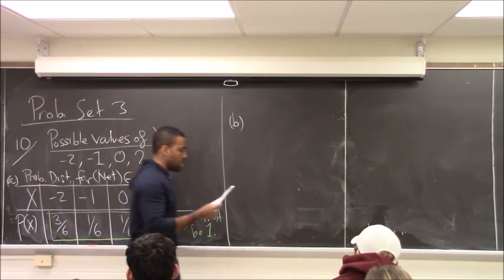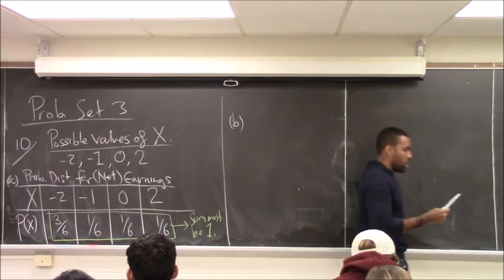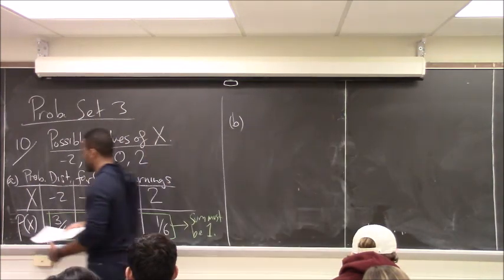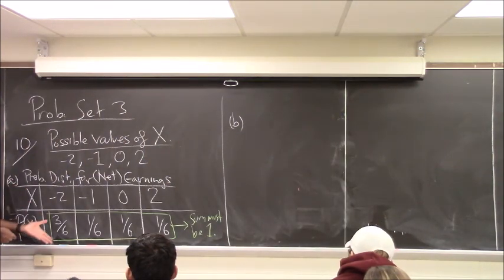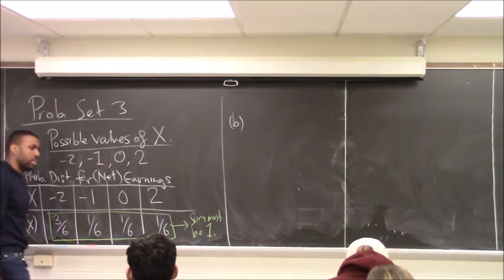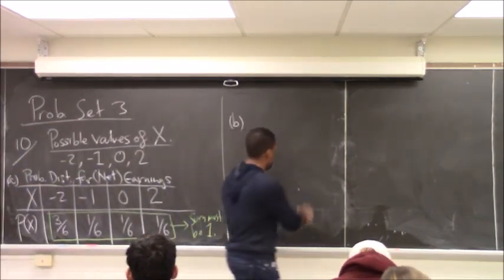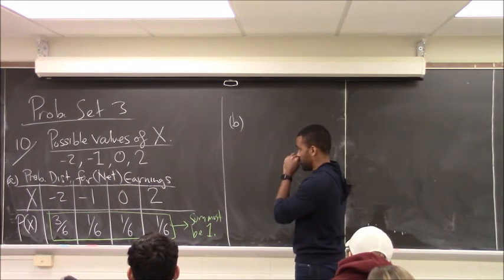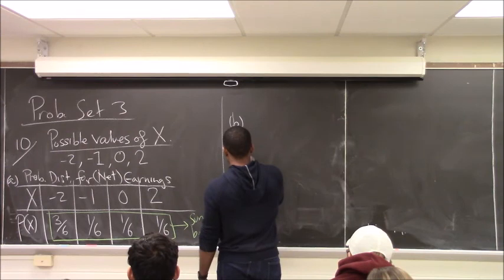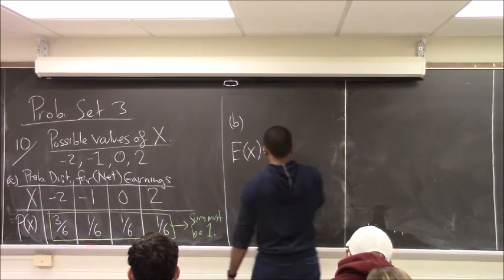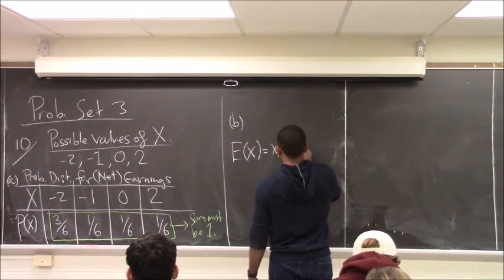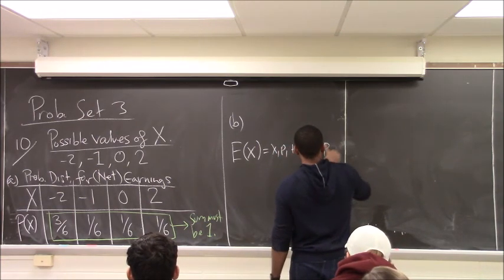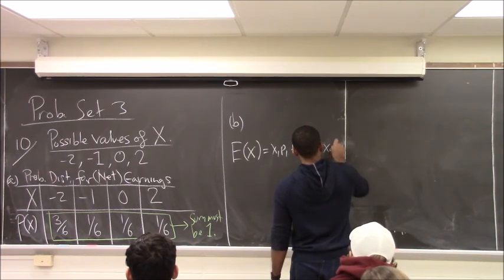Okay, so part B. How much money do you expect to win on average? And a follow-up: is this game worth playing? You went to the casino and you saw these rules describing a game. Would you want to play such a game? The average winning is basically the expected value of X. So we would use the formula X1 P1 plus X2 P2 and so on, up to X4 P4.